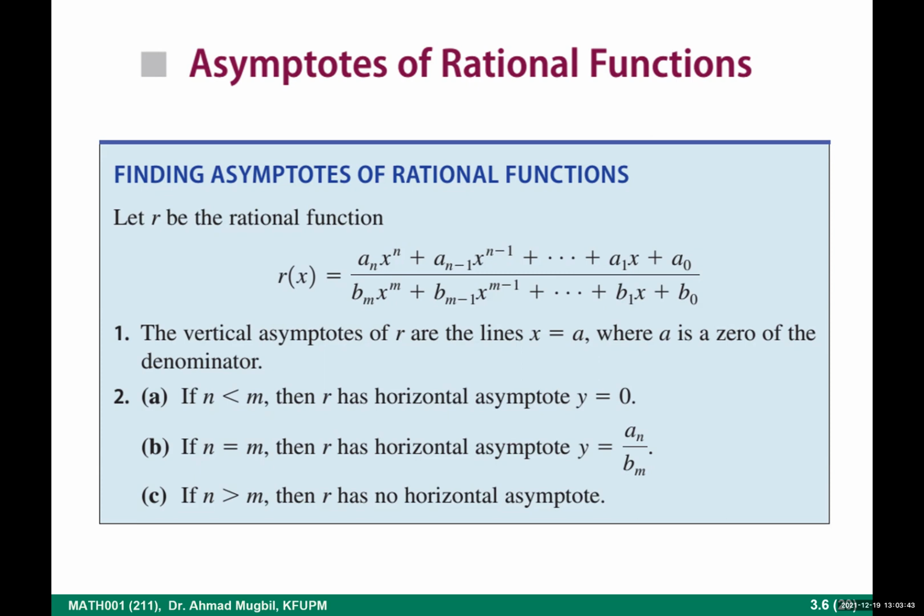If you have a rational function, the vertical asymptotes will be the zeros of the denominator after canceling the common factors between the numerator and the denominator. For the horizontal, it depends on the degrees. If the degree of the numerator is less than the degree of the denominator, then y equals 0 is the horizontal asymptote. If the degrees are the same, then the horizontal asymptote is the leading coefficient over the leading coefficient. If the degree of the numerator is greater than the degree of the denominator, there is no horizontal asymptote in this case.